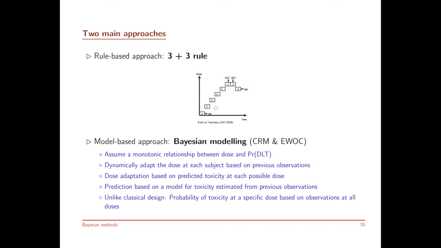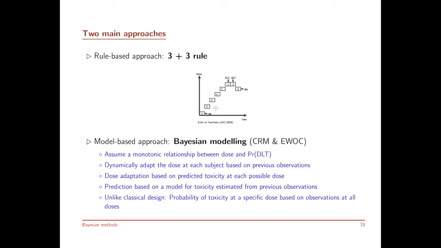On the other hand, when we apply the model-based approach, that's based on Bayesian modeling, the two most popular approaches are the continual reassessment method and the escalation with overdose control, the EWOC method. They assume a particular monotonic relationship between dose and the probability of dose-limiting toxicity, and they dynamically adapt the dose for each subject based on previous observations.